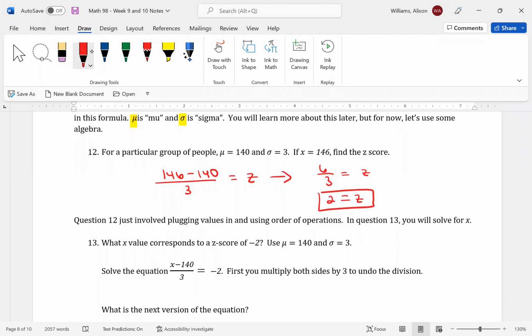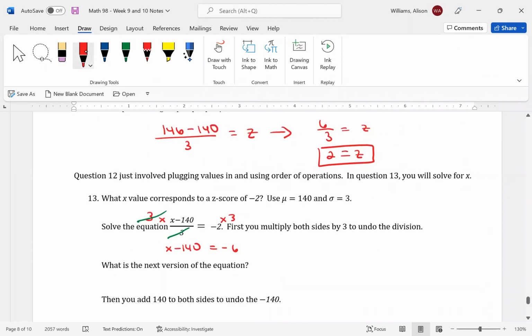So they plugged it in for us. They gave us what it looks like when they plug in the mu, the sigma, and Z in this case, because they're trying to figure out what X needs to be. So first thing they say to do is multiply by 3 on both sides to undo the fact that the left side is divided by 3. So if I multiply by 3 on the left side, what happens is these 3's cancel. But on the right side, -2 times 3, well, that's -6. So on the left side, I'm just left with X minus 140, which is what they are asking for as the next version. So there it is.